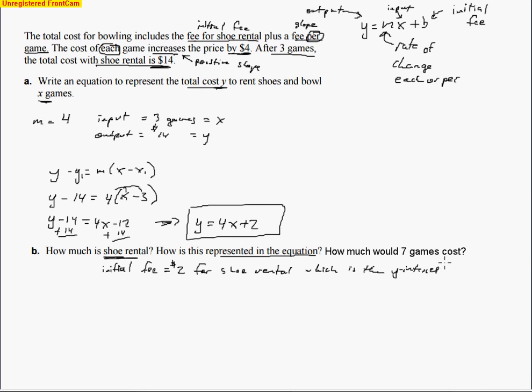So another problem that they might ask us on the test is, well, predict how much 7 games are going to cost. Well, let's go ahead and figure it out. That's what the equation's for. Remember, this is our input right here. This is the number of games. And so I know what the number of games is. It's 7. So 4 times 7 plus 2. So that makes 28 plus 2. That's going to be $30. So $30 for 7 games. Those are the types of problems we'll see on the homework. Good luck.